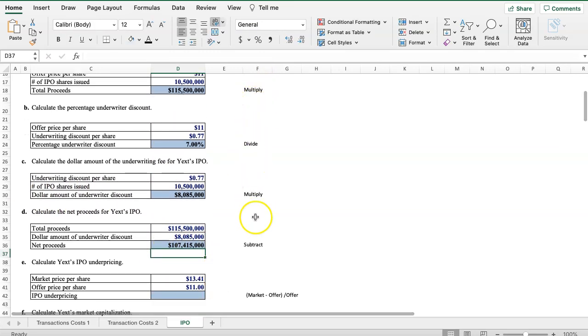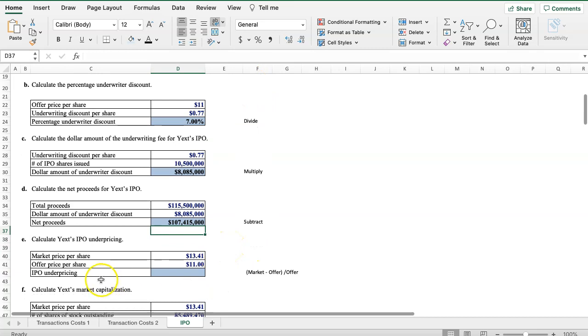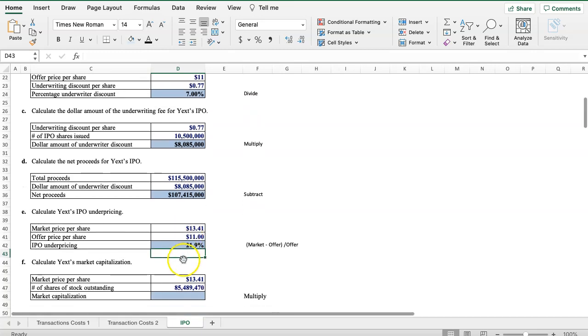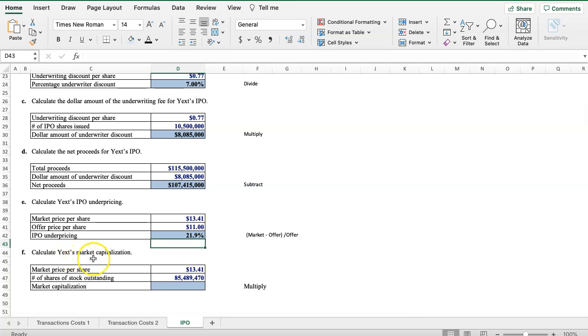I have these little hints here as you're doing it. Calculate the IPO underpricing as a percentage. So say underpricing percent. And to do that, we would take open parentheses, the market price, minus the offer price, close parentheses, divide by the offer price. So 21% underpricing.